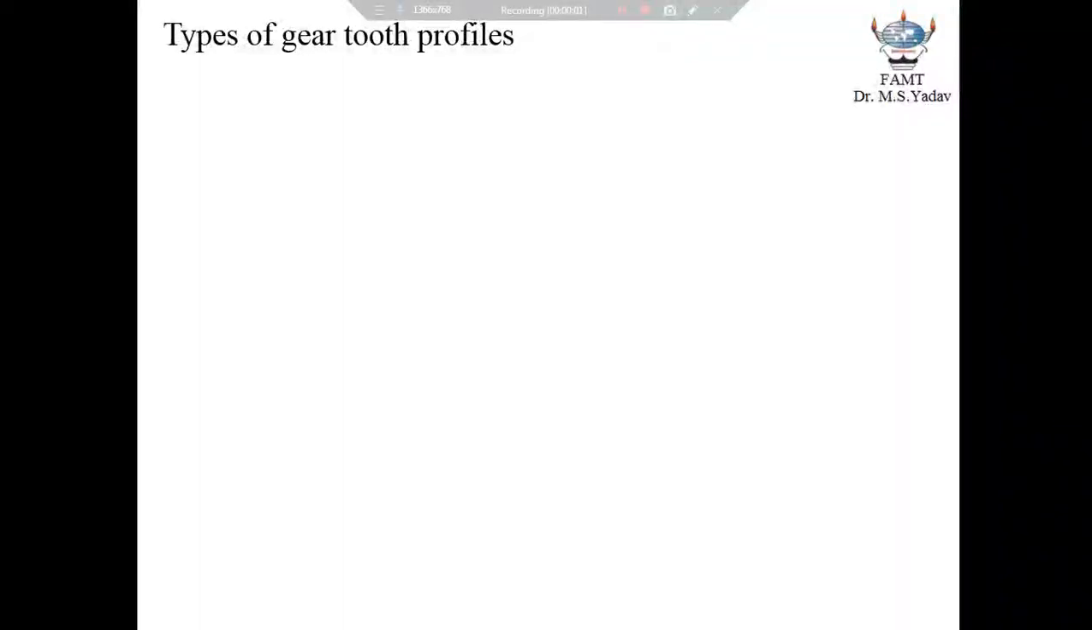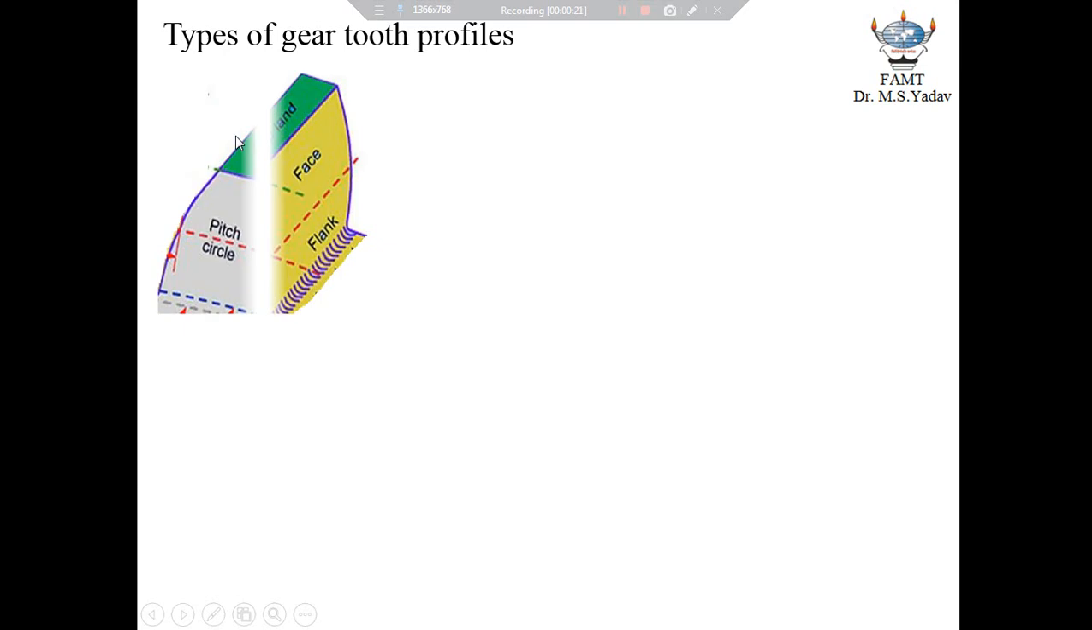In this video lecture, we will learn about types of gear teeth profile. In gear terminology, we already had a discussion regarding profile of a gear tooth. It is basically a curve formed by face and flank of a gear tooth. Please look at this picture. This one is the face of the tooth and this one is the flank of the tooth. And together they form a curve, and that curve is the profile of the tooth.